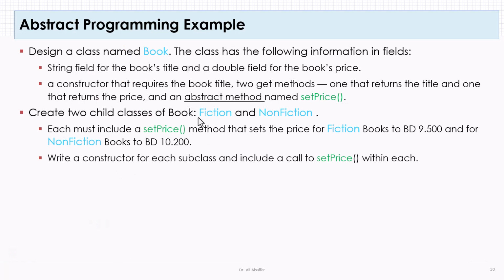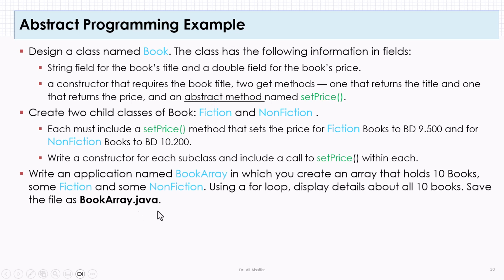After creating the two subclasses, fiction and non-fiction, from the super abstract class Book, we want to write a small application called BookArray, in which we are going to create an array that holds 10 books. Some of these books will be created from the subclass fiction, and others from the subclass non-fiction. After that, we are going to use a loop to display the details for all of these 10 books. The application class will be saved as bookarray.java. So let us go to JGrasp to implement this last part.